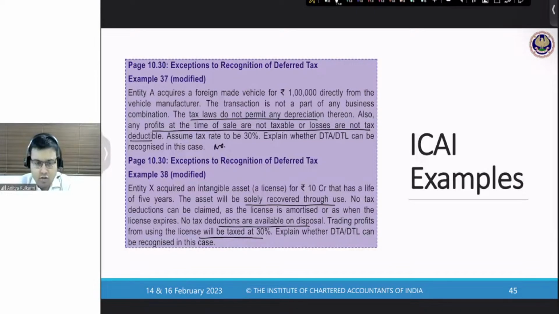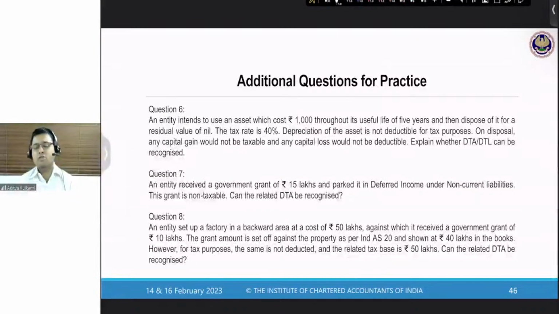Will you recognize? No, this asset has no implication whatsoever. And therefore, will I recognize the deferred tax? Answer is no. Will I recognize the deferred tax at the time of disposal? Answer is no. Will I recognize the deferred tax when I start depreciating my asset for accounting purposes? Again, the answer to that is no. We will never recognize this amount. We will not recognize the deferred tax on this because it is not having any tax implication.